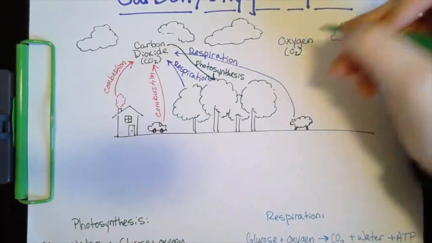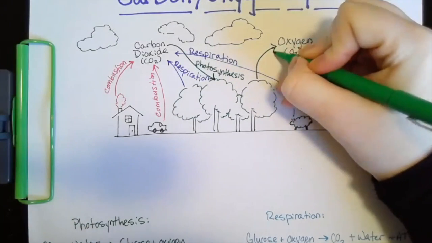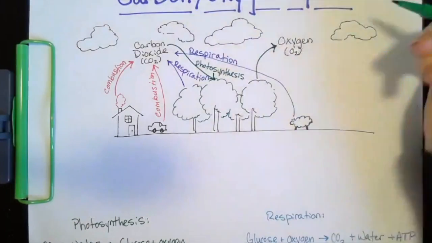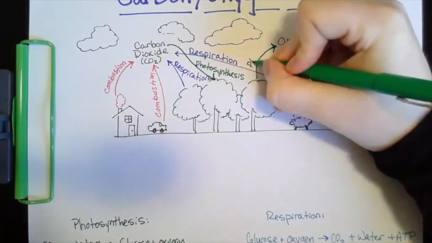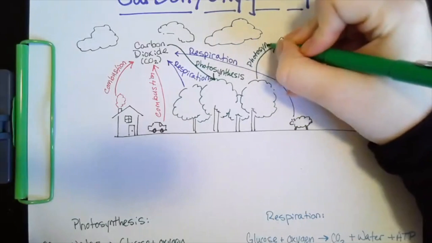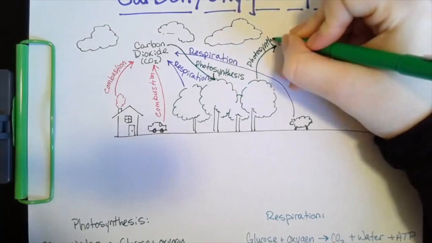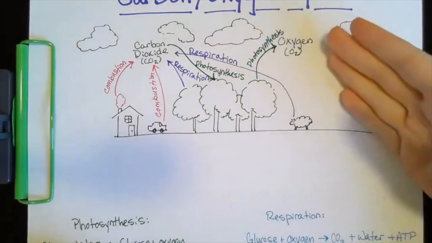And then what does photosynthesis produce? It produces oxygen. It also produces sugar, but this is the carbon-oxygen cycle, so we're just going to talk about carbon and oxygen. So photosynthesis takes in carbon dioxide, produces oxygen. Okay? And then we've got just one arrow going towards oxygen.